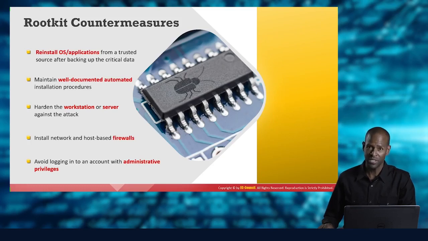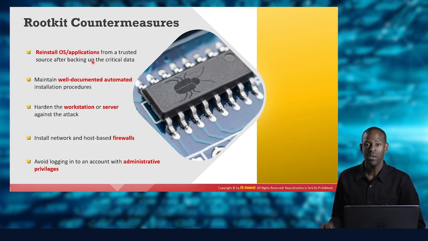Like for instance, what about a rootkit? How do you take countermeasures to get rid of a rootkit, prevent a rootkit in some cases? Well, if you want to get rid of a rootkit, you really need to start from scratch, reinstalling your operating system and all your applications from a good, trusted source. Now, be careful. If you were imaging your systems, maybe the original image has the rootkit on it.